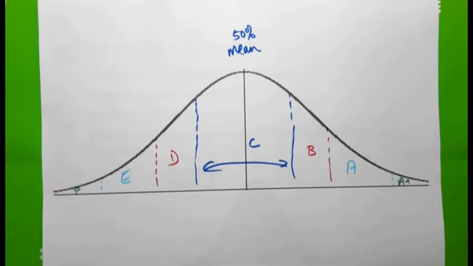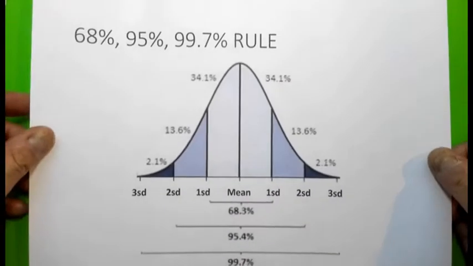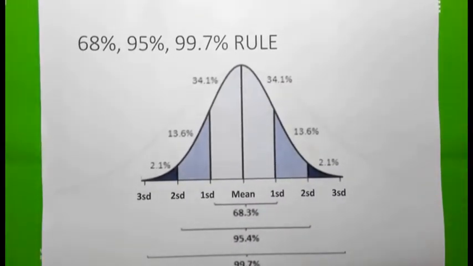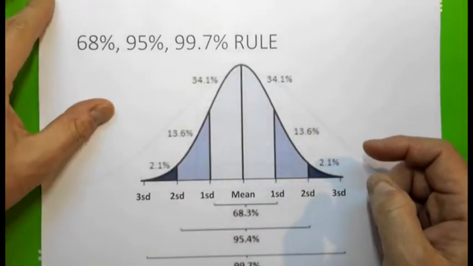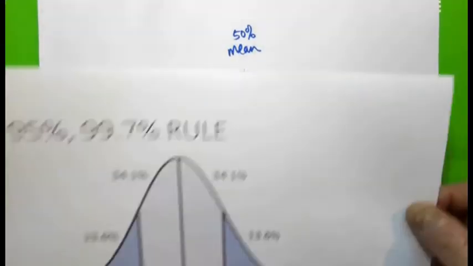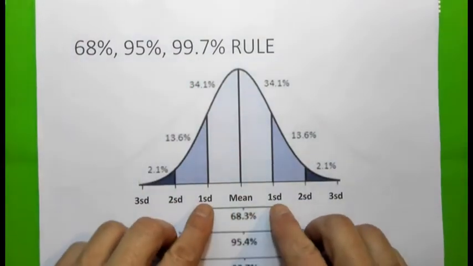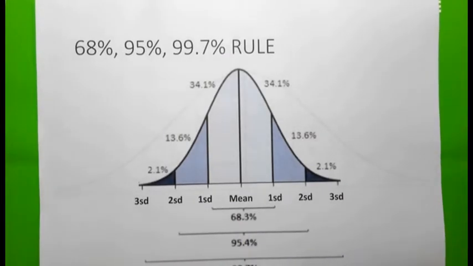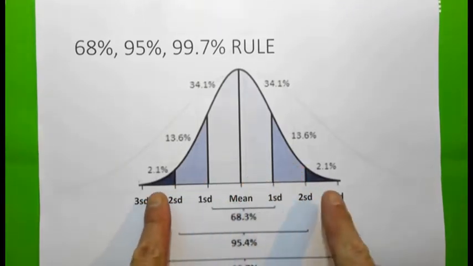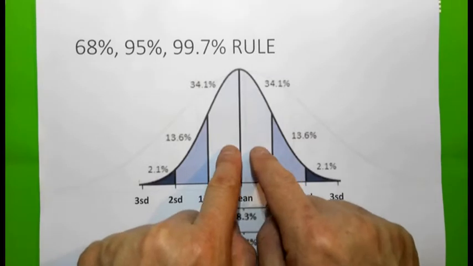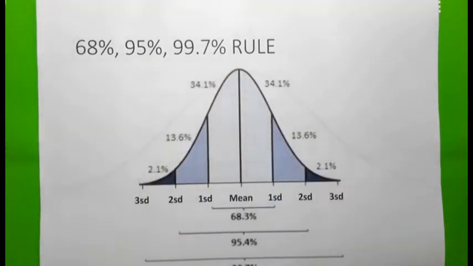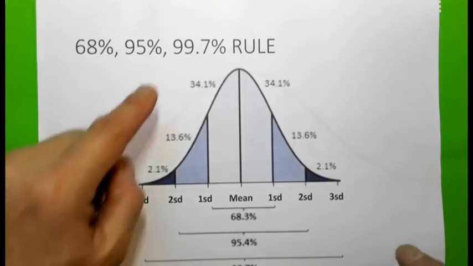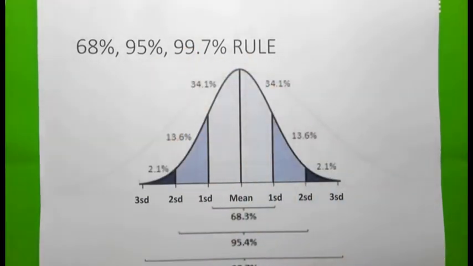What does it all mean? Now, this is the 68% rule: 68%, 95%, and the 99.7% rule. This bit of the curve here, which is where your student scores C, is the mean plus or minus one standard deviation, and the area underneath the normal distribution curve is 68% of the curve. B and D, the area under the curve, which includes C, is 95%. And you've got your A and E, the area under the curve is 99.7%.